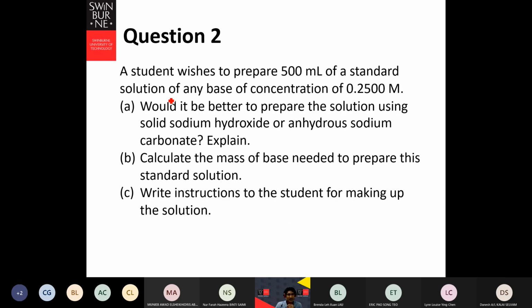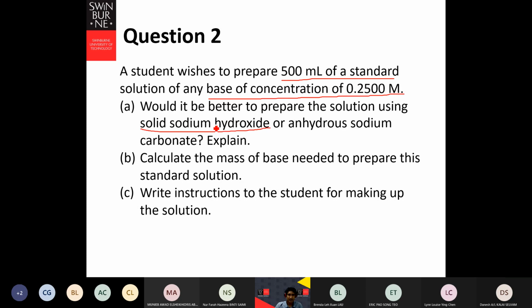Now the question says that a student wishes to prepare 500 milliliters of a standard solution of a base with a concentration of 0.25 molar. Molarity is 0.25. Would it be better to prepare the solution using solid sodium hydroxide or anhydrous sodium carbonate?